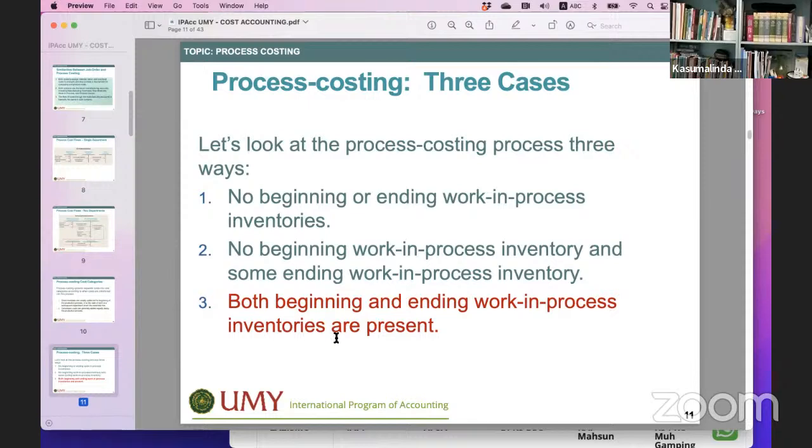Okay, in my lecture today, I will only focus on the third one because the third one is the most complicated scenario. Okay, the first and the second one are the simpler scenarios. If you have the textbook, you can just read from the textbook. Okay.